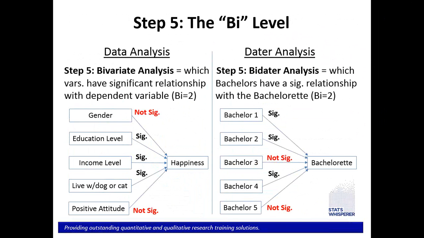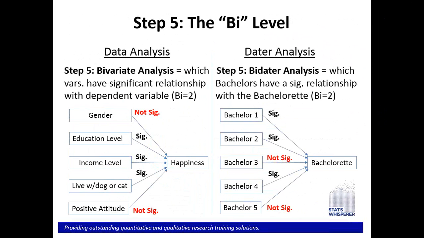Then the next step is step 5, the bi level. Bi meaning 2, right? This is the round in the Bachelorette where the mass of bachelors are eliminated, right? Specifically, this is where the Bachelorette determines who she does and does not have a significant relationship with, right?